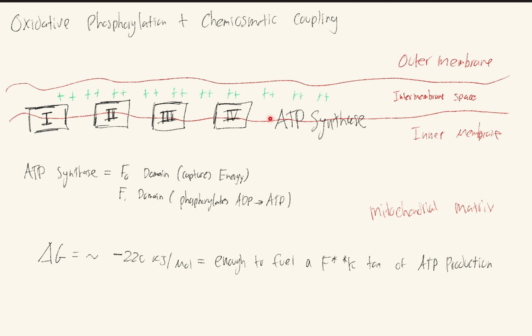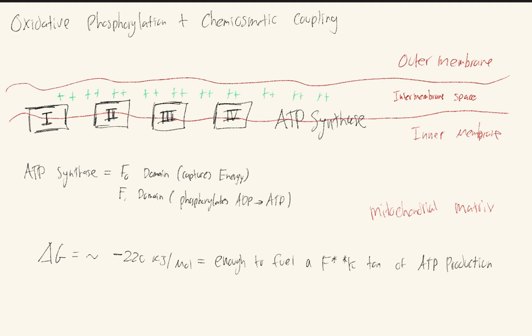ATP synthase is here, downstream from this. And so ATP synthase has two domains that you should be aware of. One is the F0 domain, and the other is the F1 domain. The F0 domain is responsible for capturing the energy of the proton gradient we've established, and the F1 domain is the actual machinery that phosphorylates ADP into ATP.